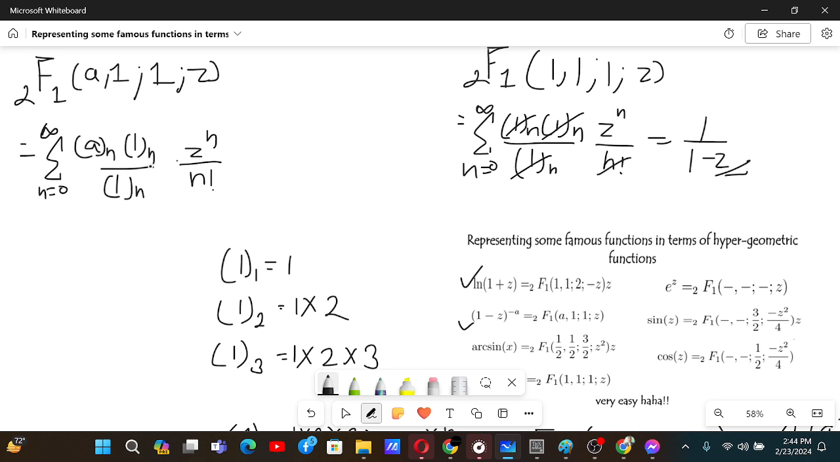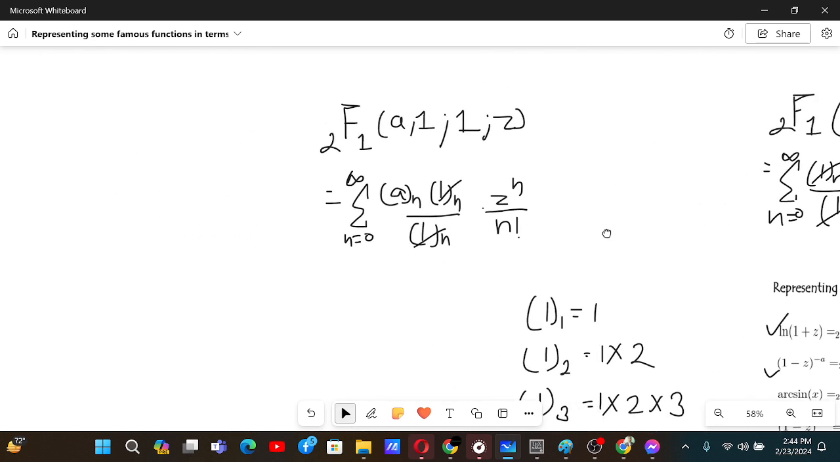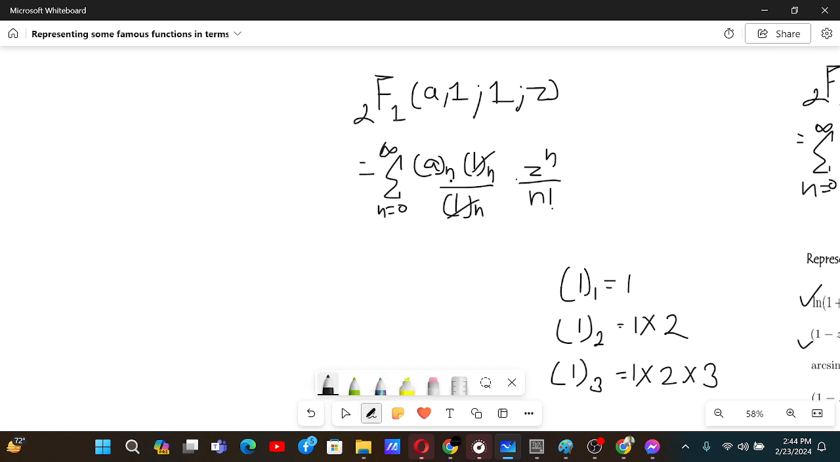Yeah, and now 1 base n, 1 base n cancels out. So what do we have basically? Now a base n will be the sum going from n equals 0 to infinity, of a plus 1 up to a plus n minus 1. Yeah, and over here we have g to the power n by n factorial.